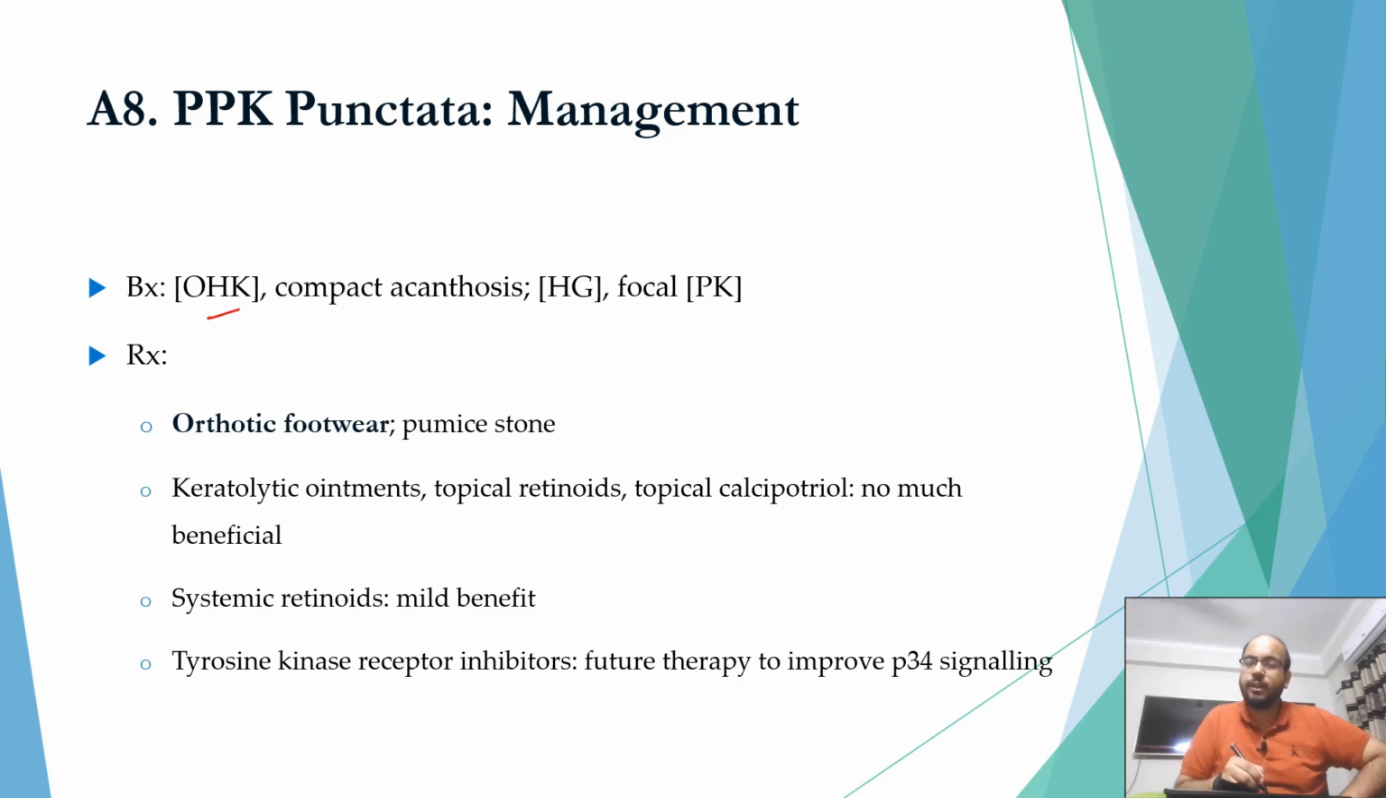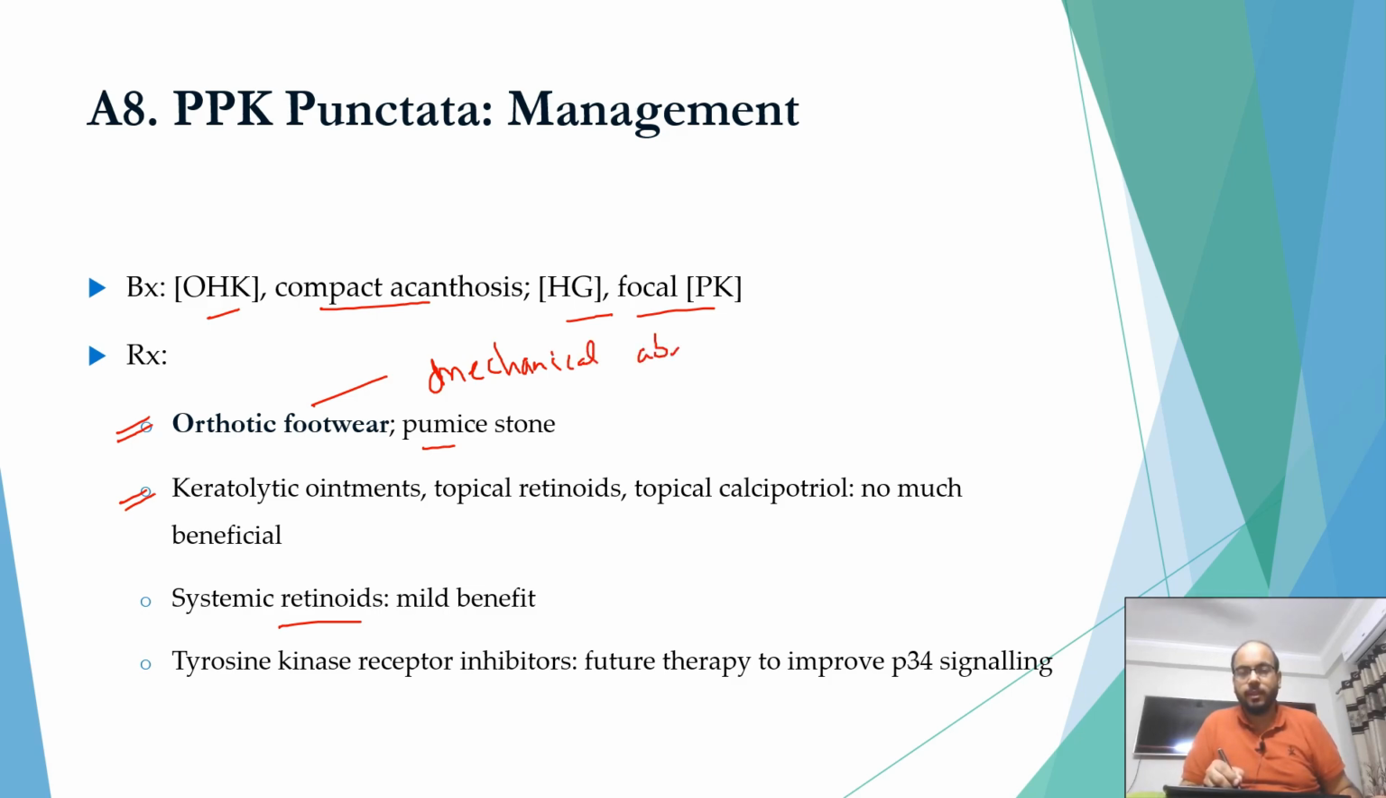On biopsy, you have orthohyperkeratosis, compact acanthosis, hypergranulosis, and focal parakeratosis, like you always see in other biopsies of PPKs. Treatment includes orthotic footwear, and you can rub the keratotic area with a pumice stone. Keratolytic ointments, topical retinoids, topical calcipotriol were not found to be much beneficial. Systemic retinoids have mild benefit, but the major treatment lies in proper footwear and mechanical abrasion. We are clear on that?